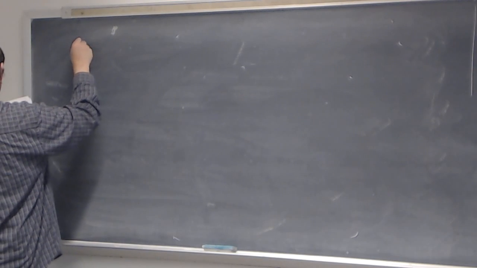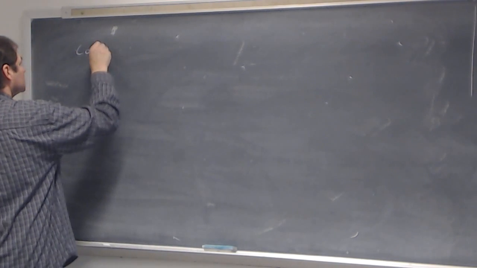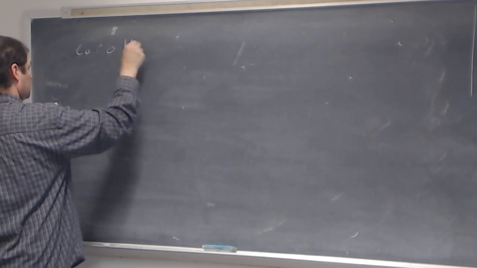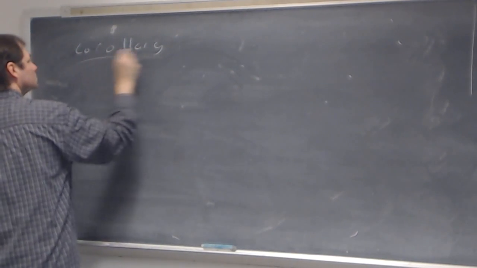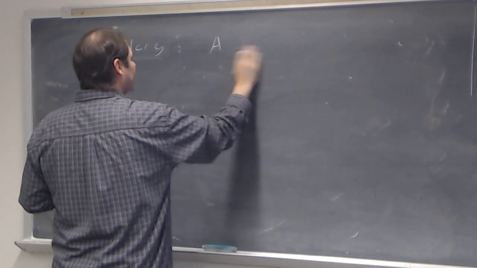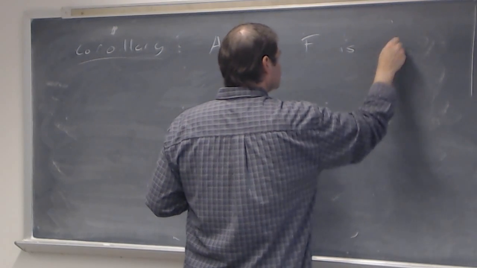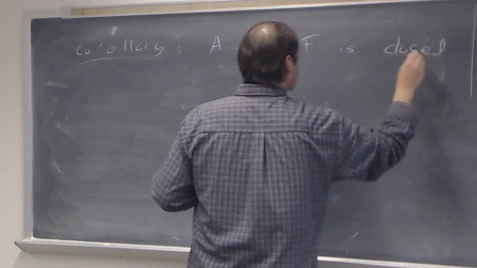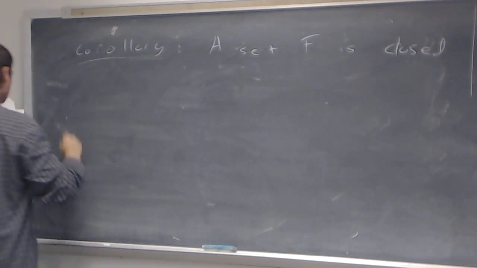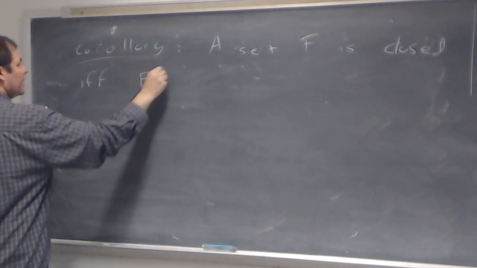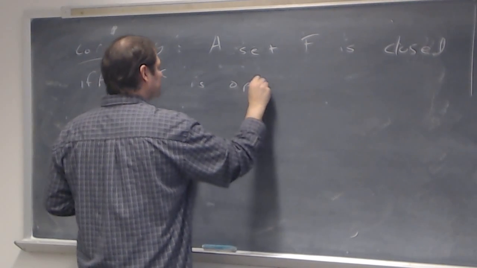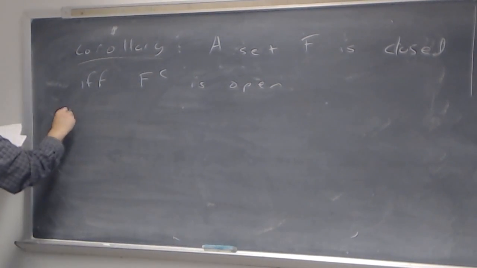We'll look at a corollary of this fact. Here's what it says. It says a set, big F, is closed if and only if F complement is open. So here's the proof.